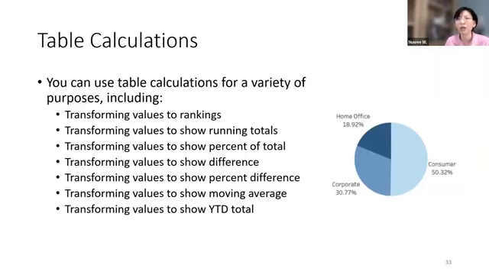So with the table calculation, we can do a variety of things that are predefined. It's called quick table calculation. But you can do some more complex thing, but you need to create the calculated fields yourself, right? Usually, the quick table calculation already satisfy most of your requirements. So it can transform values into rankings. It can transform to running total, percent total, difference, percent difference, or moving average, or year-to-date total.